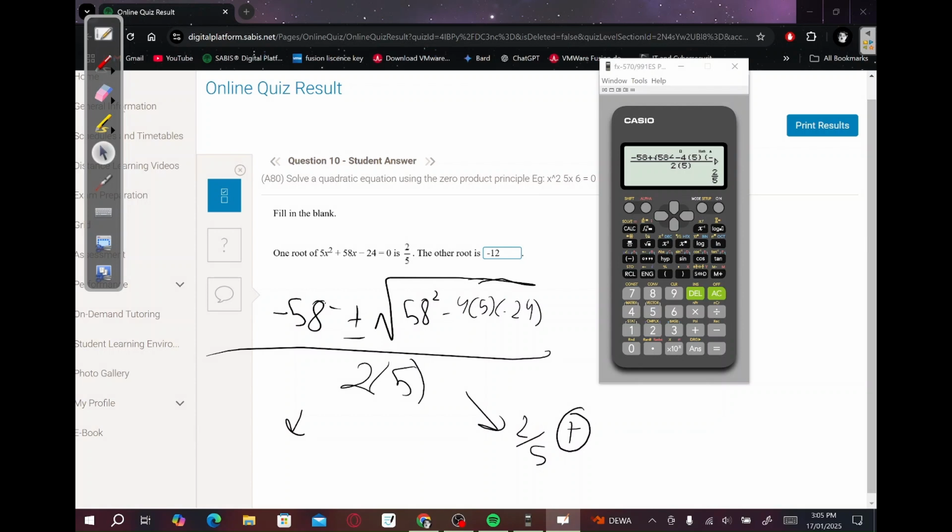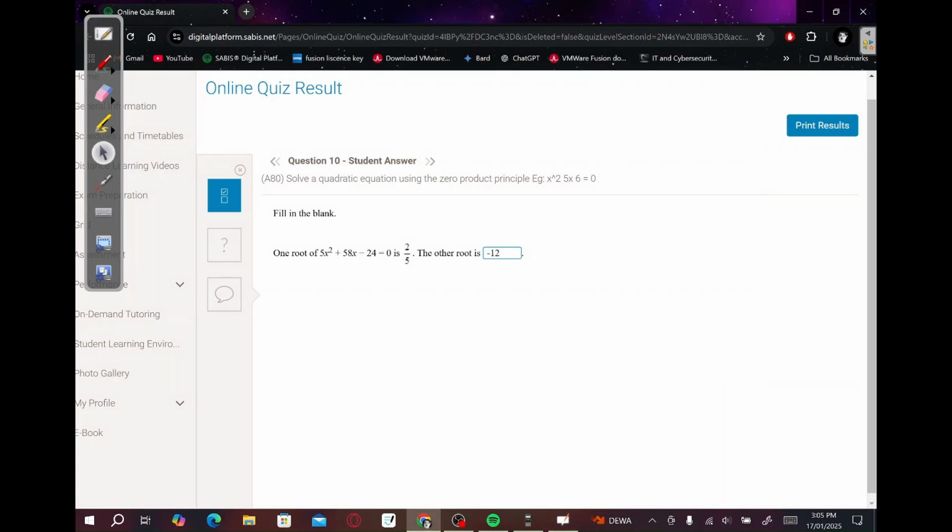Okay, now instead of rewriting all of this, you can just press the side arrow on your calculator, not the up arrow. Then you press 2 times to go here. You go up until you find the plus value here. So you change this plus between the negative 58 and the root into minus. That's it. And then you get the other root, which is negative 12. So negative 12 minus. That's it. Done.